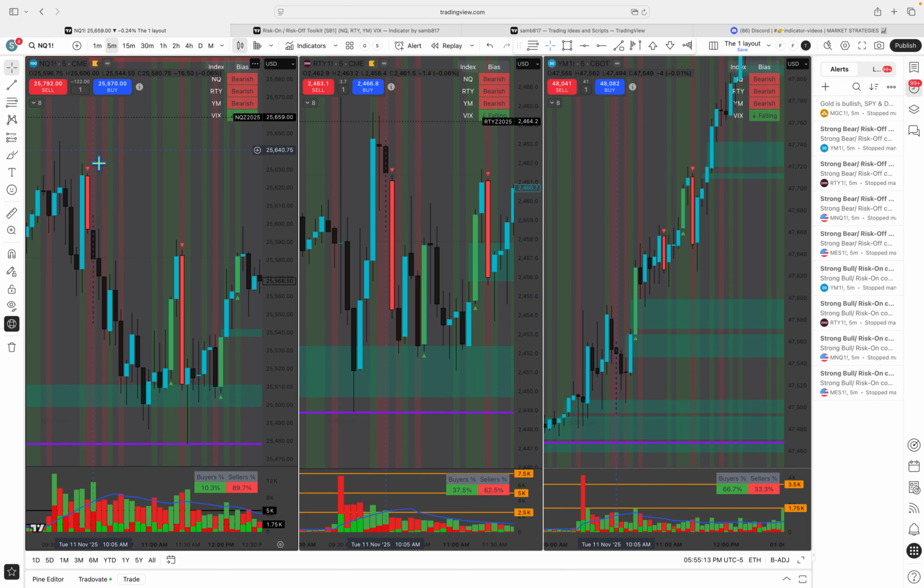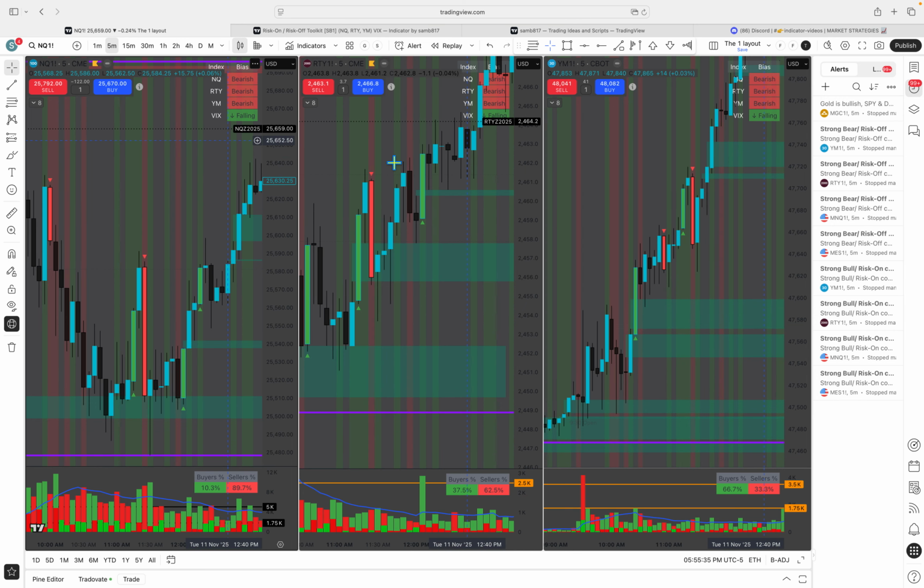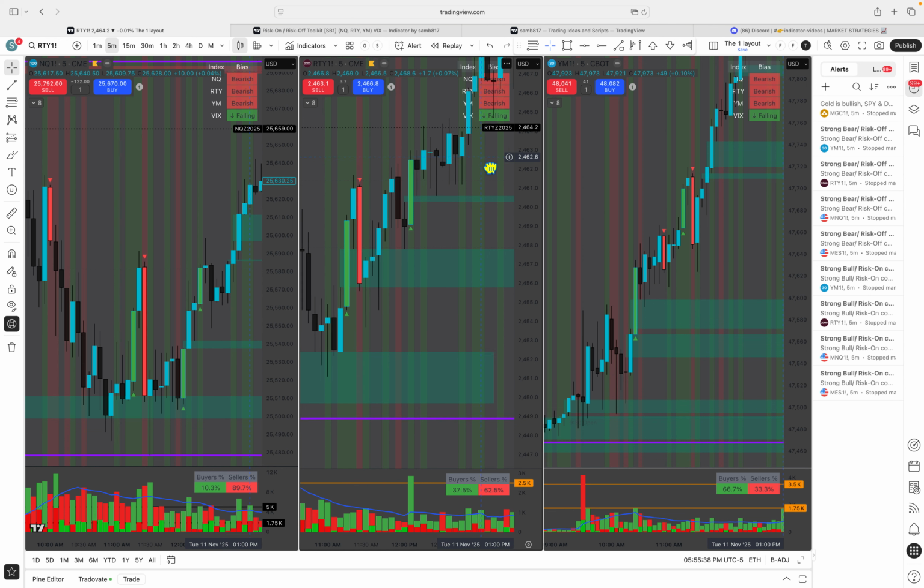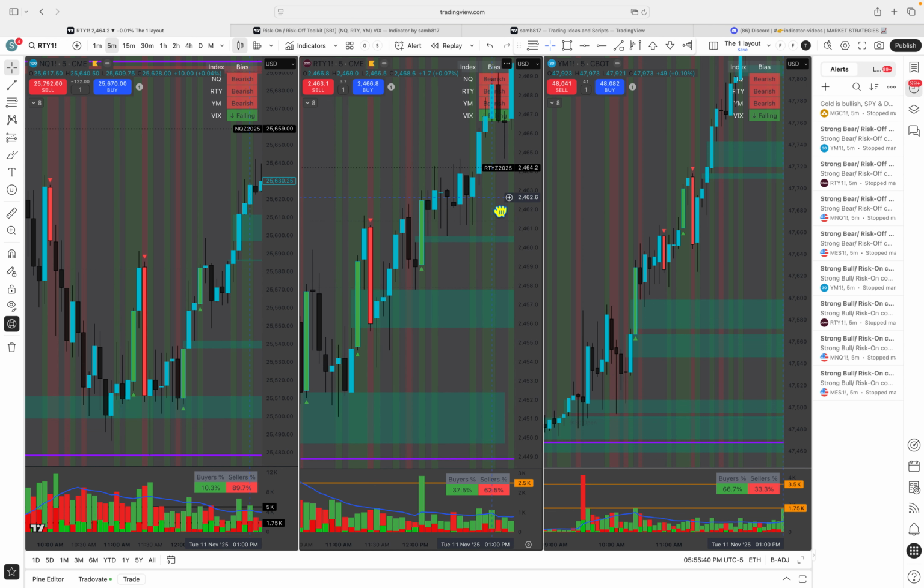When you see the candles highlighted in red with an arrow above it, that means that it is a strong candle and the body is at least 85% of the current candle, and you'll see it pushing down. It will also show you right here in the dashboard that NQ is bearish, RTY is bearish, YM is bearish, and that the VIX is falling. The dashboard is there to assist you with the visual, besides also having the background color change as well.